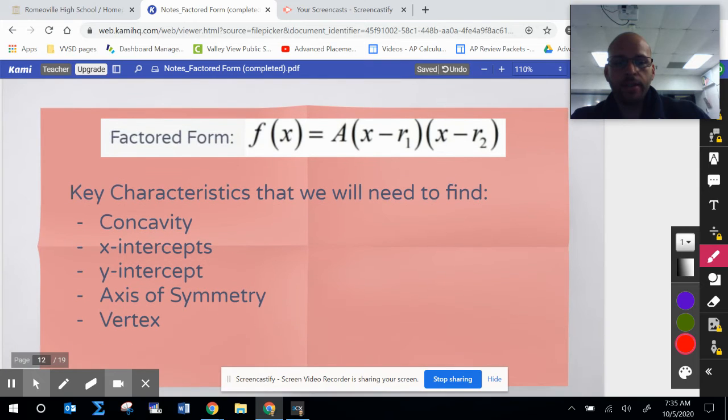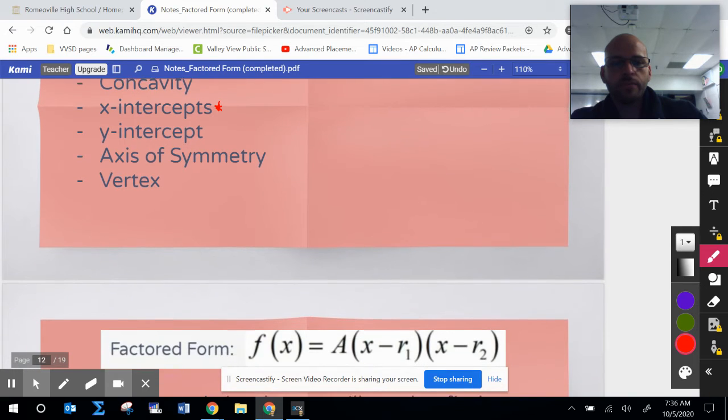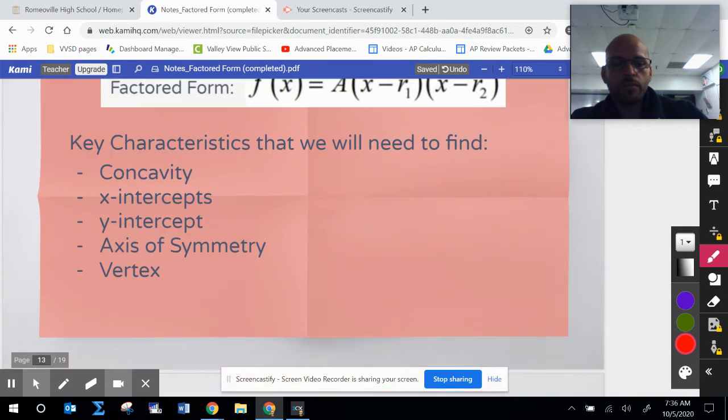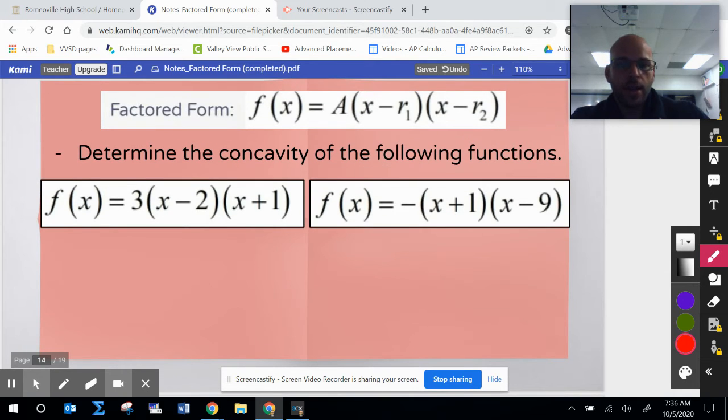So we're going to find all the same characteristics, except that because factored form lends itself to it, we can find the x-intercepts as well. So we're going to find not only the concavity, the y-intercept, the axis of symmetry, and the vertex, but we're going to find the x-intercepts for that function as well. So now if you take a look at this, we're going to start with concavity.